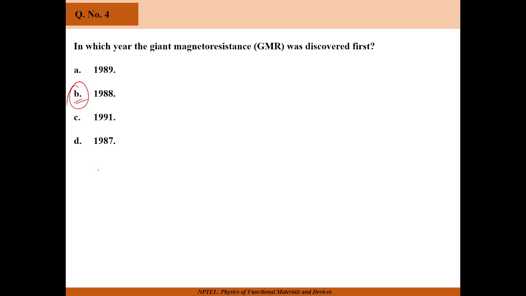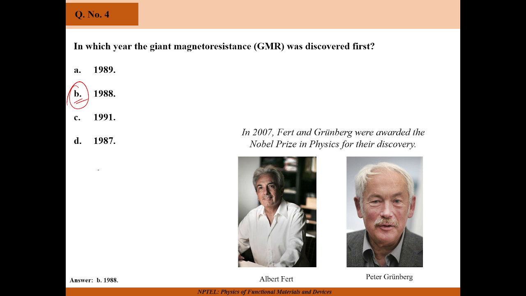In which year was the giant magnetoresistance discovered? It was discovered in 1988 by Albert Fert and Peter Grünberg. Both of them together received the Nobel Prize in 2007 for this discovery, and it has huge applications because it is a very fundamental basis of our computers and other storage, even our mobile phones. The storage technologies of our mobile phones started emerging after this discovery.